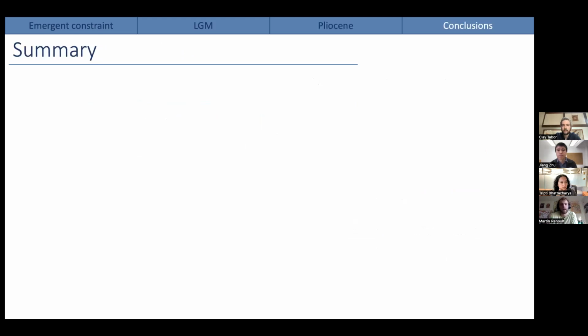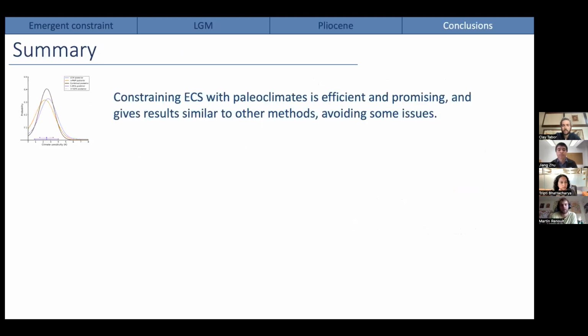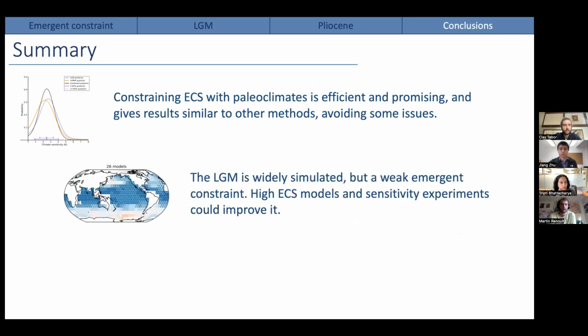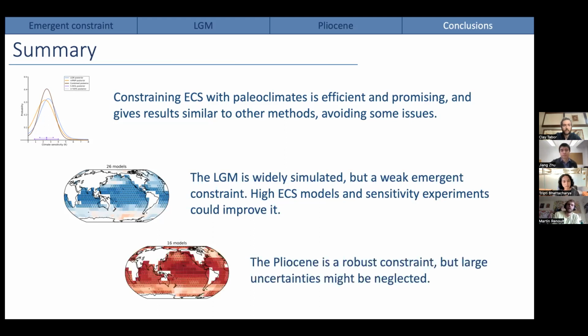So to summarize this talk, I show here that you can constrain climate sensitivity with paleoclimate temperature in an efficient and really promising way, which is emergent constraints, and it gives results that are similar to other methods. The Last Glacial Maximum is widely simulated, but it seems to be quite a weak emergent constraint. Climate sensitivity models and sensitivity experiments could either improve that constraint or just give us information on why it is so weak. And finally, the Pliocene is clearly the most robust constraint today, but there might be some large uncertainties that are neglected.